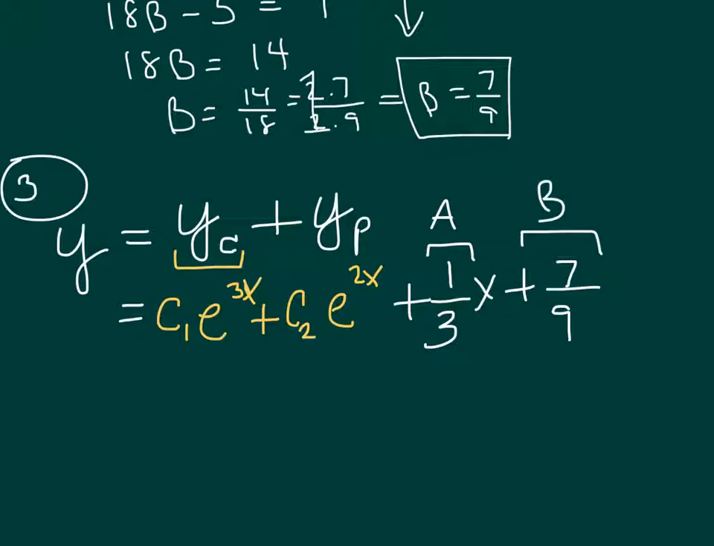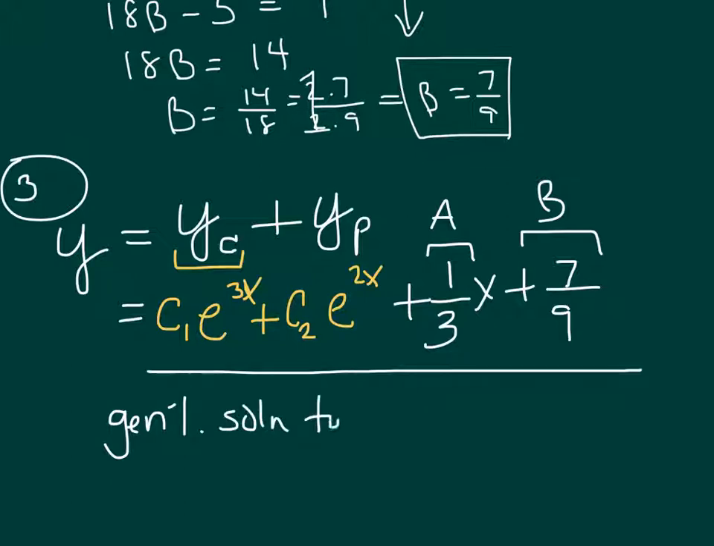Okay, so that is our general solution to the non-homogeneous equation. And again, they don't give us initial conditions, so we don't know what c1 and c2 are in this case. So that's it. Again, hopefully that makes sense, and I will do a couple more.